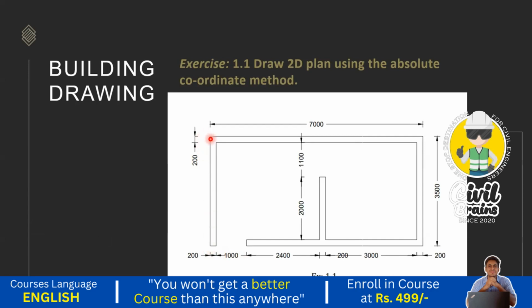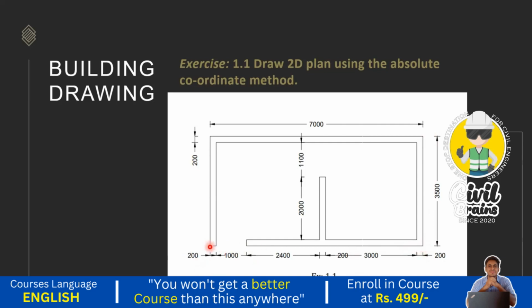You just go here. What is this? 0 comma 3,500. Then next, what is this point? 7,000 by 3,500. Correct? The first one is the x coordinate, the second one is the y coordinate. 7,000 by 3,500. And what is this point? This point is 7,000 by 0. Correct? X coordinate 7,000 and y coordinate 0.